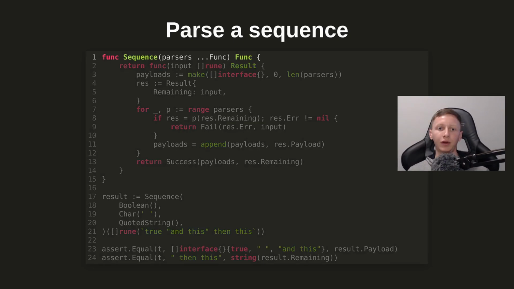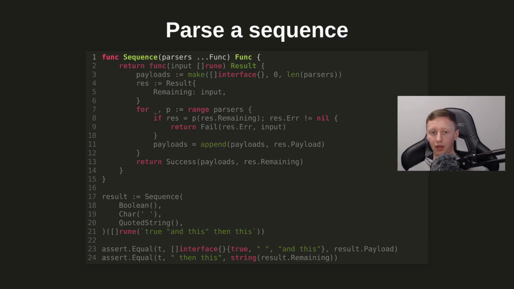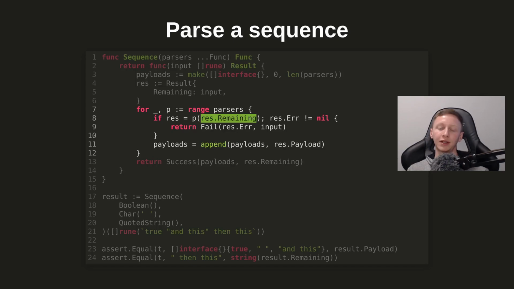The way it works is you provide it with a series of parsers that you want to happen in order. It starts off by creating a result struct where the remaining field is the input, because then it walks each parser and provides that parser with the remaining slice of that struct. So it starts off as the input when we're on the first parser, but because we assign the result struct with the result of the current parser, every time we move on to the next parser, we're feeding it the remaining slice from the previous one.